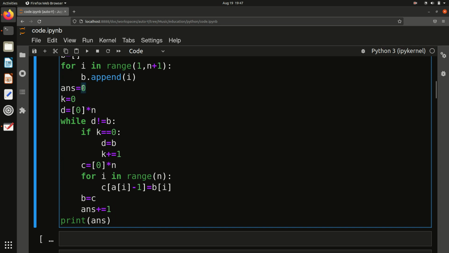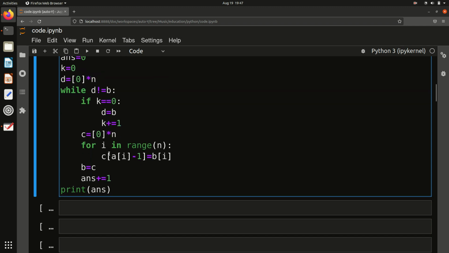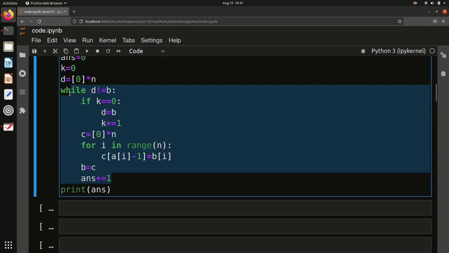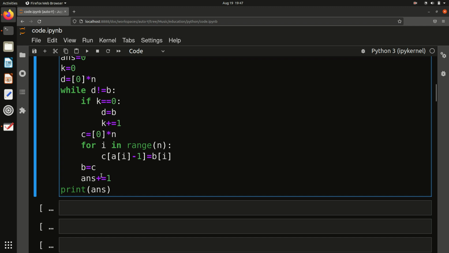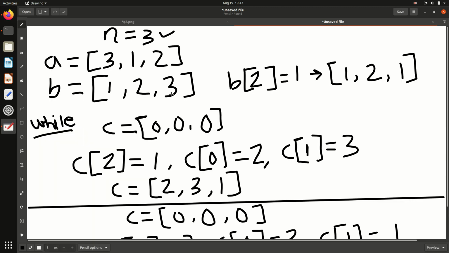So initially there is 0 drum beat, so I initialize this to 0, and these 2 lines we will see afterward. And then there is a while loop. Now this while loop is important, and after this while loop we will print the answer.